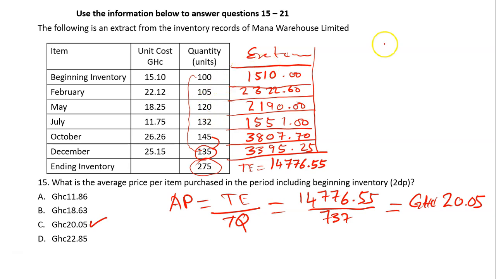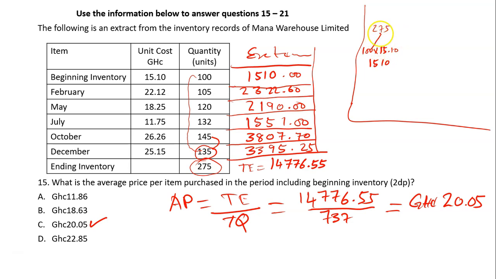Now, for May, let's solve it here. Now, for beginning, out of the 275, 100 is coming from beginning. So when we multiply that 100 by the unit cost, which is 15.10, we'll get 1,510, isn't it?